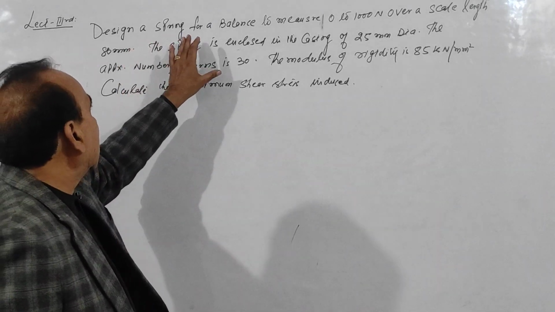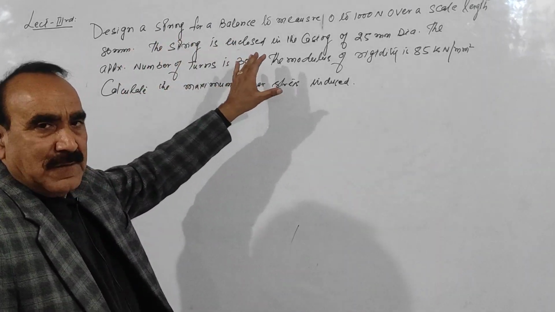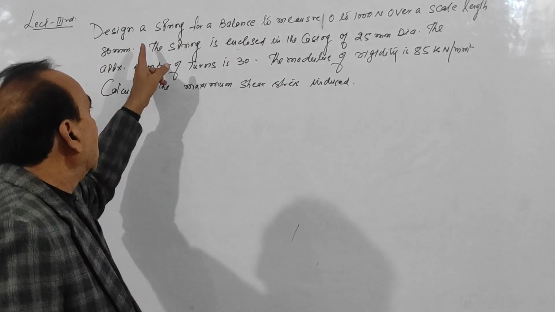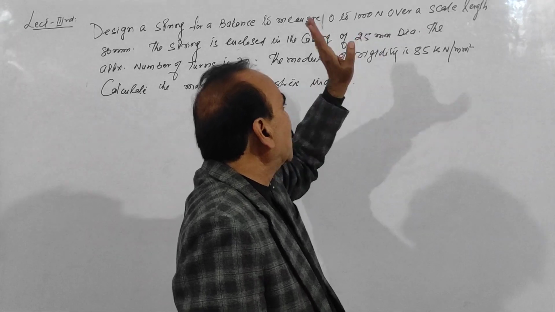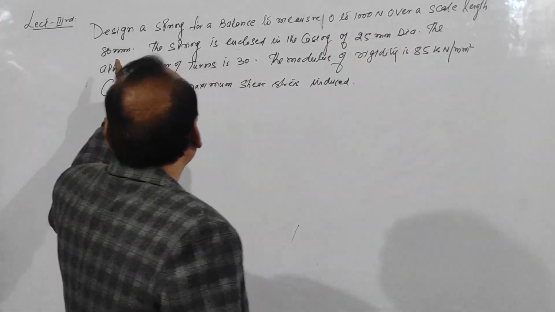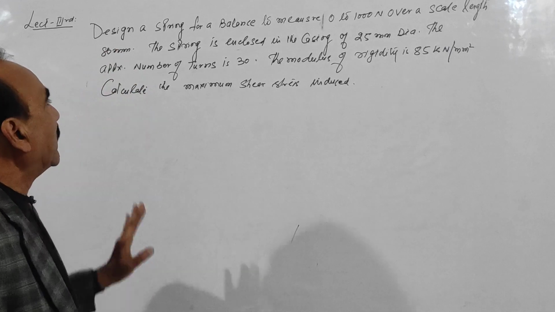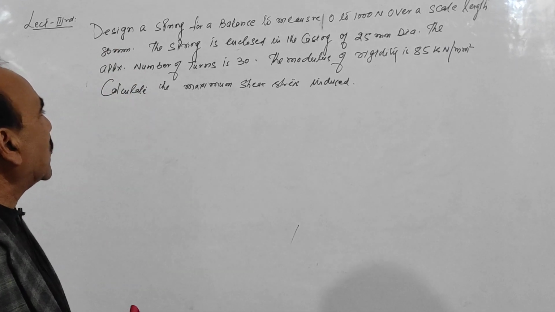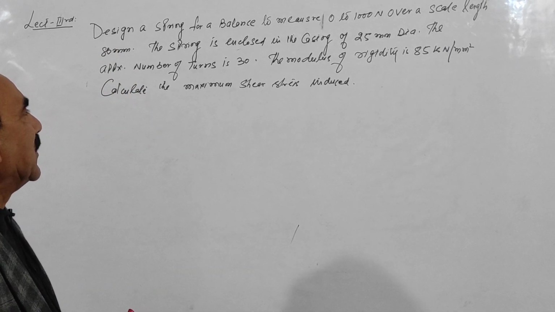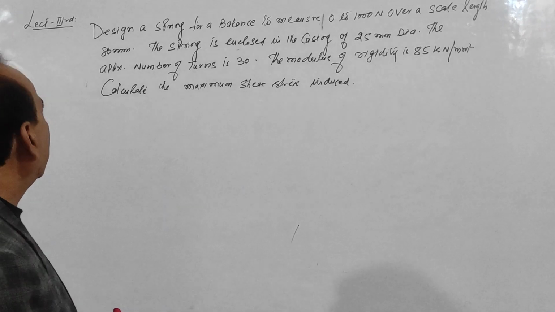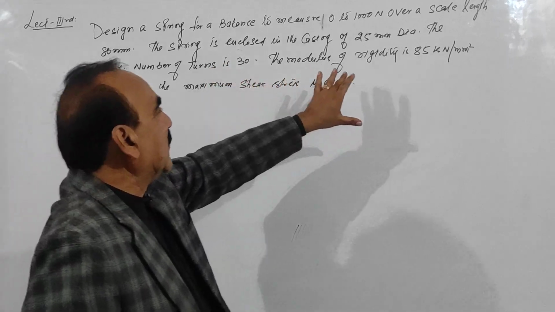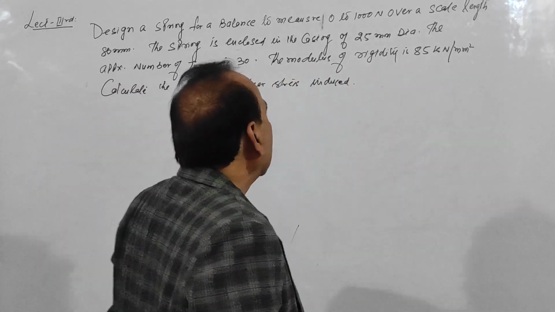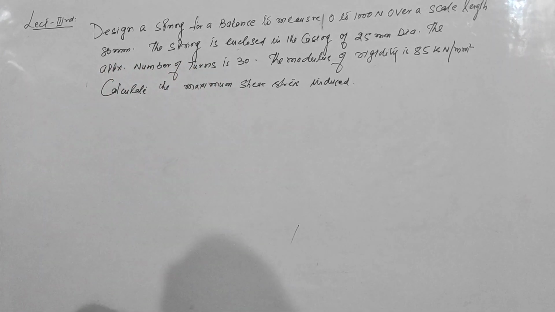So design a spring for a balance. Just first you read this. Design a spring for a balance to measure 0 to 1000 Newton over a scale length 80 mm. Right? The spring is enclosed in the casing of 25 mm diameter. The approximate number of turns is 30. Modulus of rigidity, this is also given, 85 kilonewton per mm square. Calculate the maximum shear stress induced.